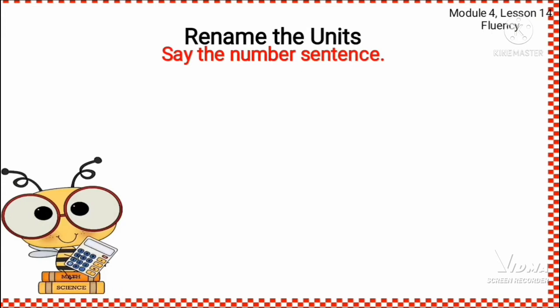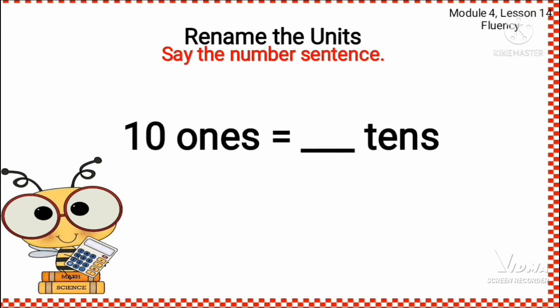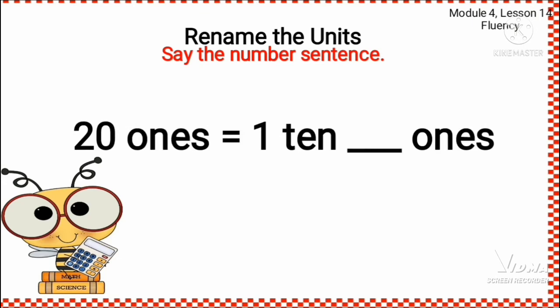Alright, let us change the rules of this game. We want to rename the units. Say the number sentence of the numbers I will show you. 10 ones is how many tens? 1 ten, correct. 20 ones is 1 ten and how many ones? Let's look at this carefully. It's a bit tricky. I have 20 ones and I've taken 1 ten. How many ones are left? 10 ones. 20 ones is 1 ten and 10 ones.